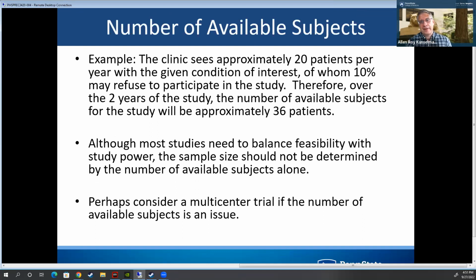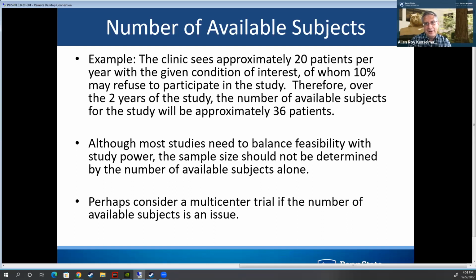So think about the number of available subjects. Here's an example. Say a clinic sees approximately 20 patients per year with a given condition of interest, of whom only 10% may refuse to participate in your study. So over a 2-year period, the number of available subjects for the study will be approximately 36. And you only have 2 years to do your study. Although most studies need to balance feasibility with study power, the sample size should not be determined by the number of subjects available.